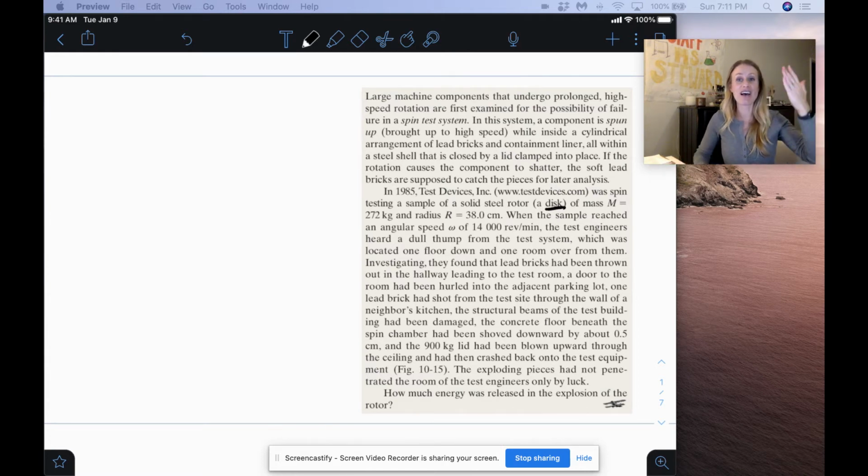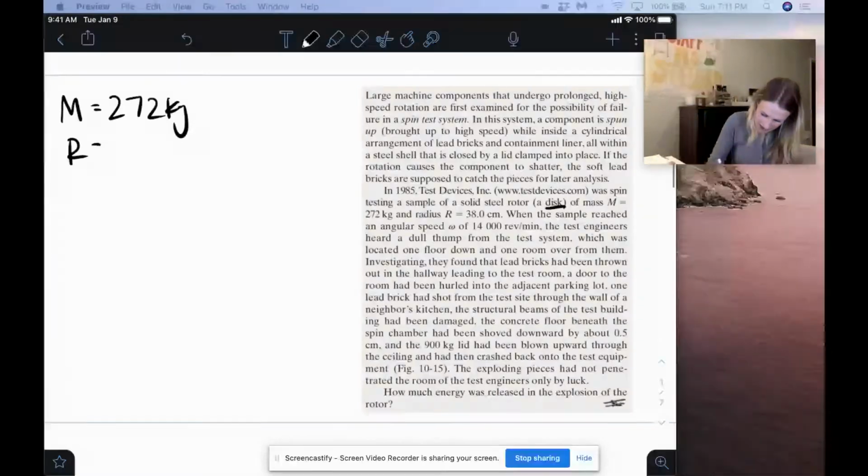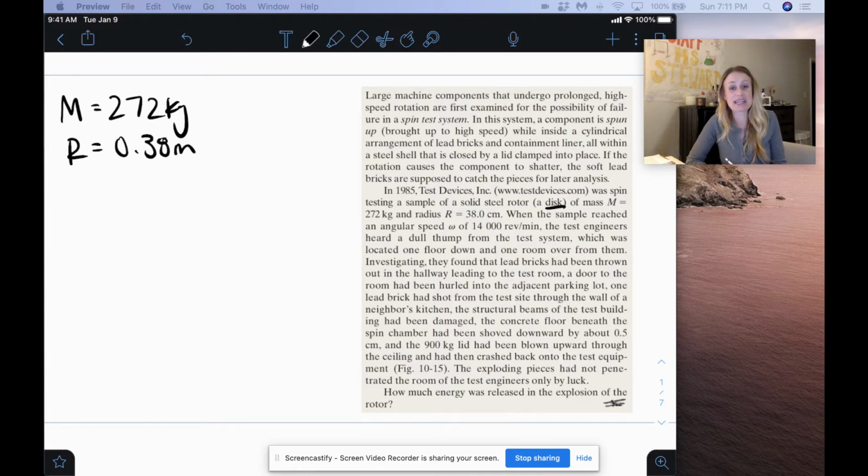And again, physics problems sometimes, especially your book, they like to give you a lot of information, but only some of it is relevant. So the relevant information here is that the mass of the disc is 272 kilograms. The radius is 0.38 meters, because it says 38 centimeters. Of course, I just converted straight to meters.